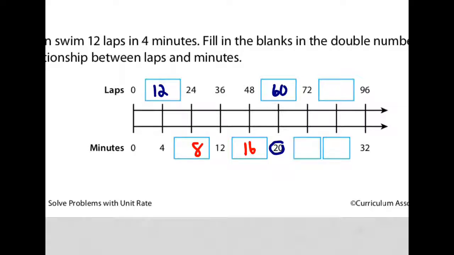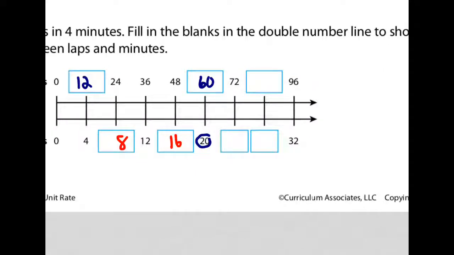All right, but there's another way you can fill in these blanks. The other is figuring out the horizontal relationship. So look at the number of laps. 0, 12, 24, 36, 48, 60, 72. Notice they're counting by 12. So if I continue counting by 12, 72 plus 12 is 84. 84 plus 12 is 96.